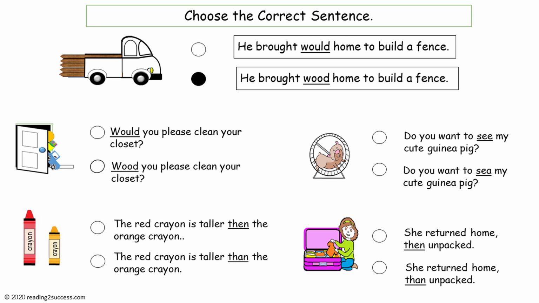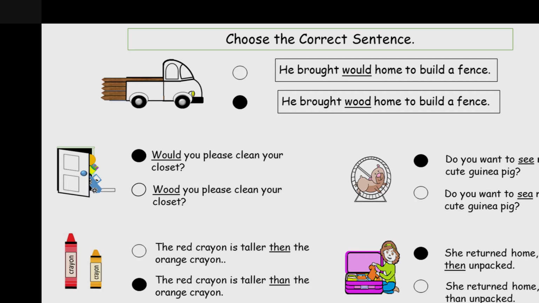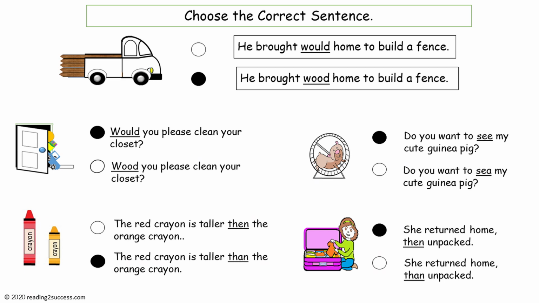Then in the first problem, kids have to decide between would, W-O-U-L-D, and wood, W-O-O-D. And the second one, then and than, T-H-E-N or T-H-A-N. And the third one, see or sea, S-E-E or S-E-A. And the last one, then or than, T-H-E-N or T-H-A-N. And this is the completed example.